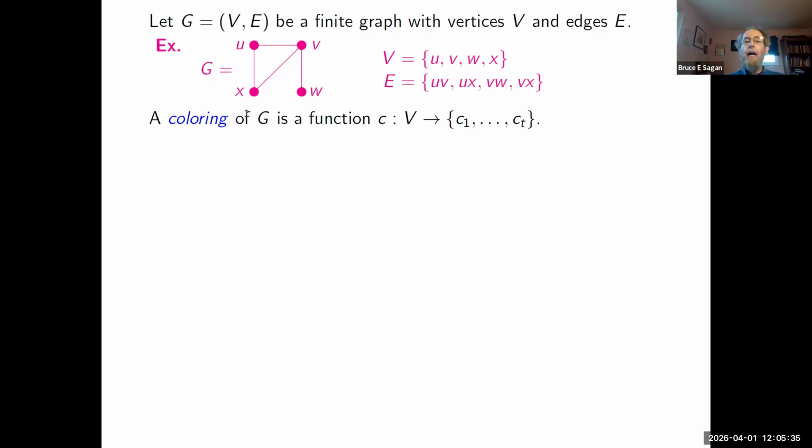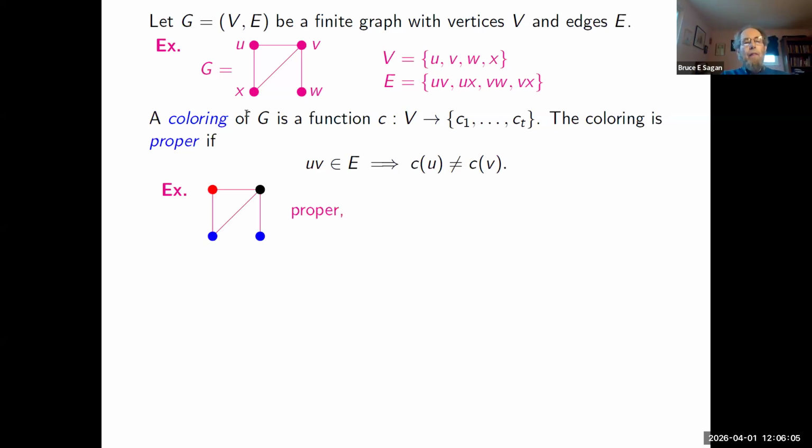And then a coloring of my graph is just a function C that takes each vertex V to a certain set, which we think of as a set of colors, if you like. And then we say that the coloring is proper if whenever we have an edge from U to V, the colors of its endpoints, U and V, must be different. So you're not allowed to have the same color at the endpoints of an edge. So for example, this is a proper coloring of our example graph, right? Because there are two blue vertices, but they're not connected by an edge, so that's fine.